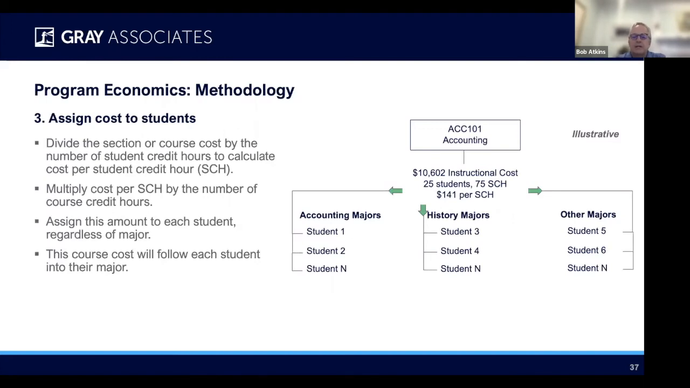So when you think about this, the revenue and cost for a nursing student taking English is not going to flow up to the English department in a programmatic view. It's going to flow over and into the nursing department.